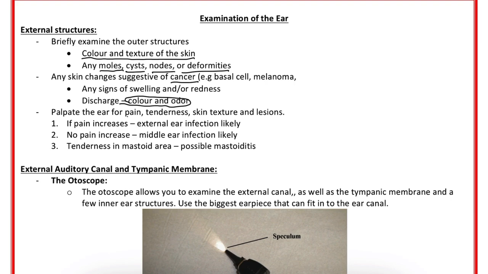So if the patient has a middle ear infection, when you palpate the external pinna, the auricle, the patient is not going to feel any pain. Then we have to differentiate between otitis externa and otitis media. This is very important for differentiating these two pathological conditions. If there is tenderness in the mastoid area, we have to suspect mastoiditis.